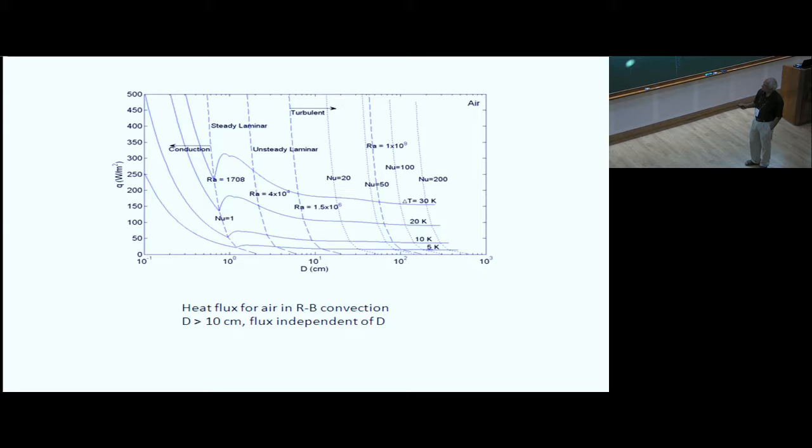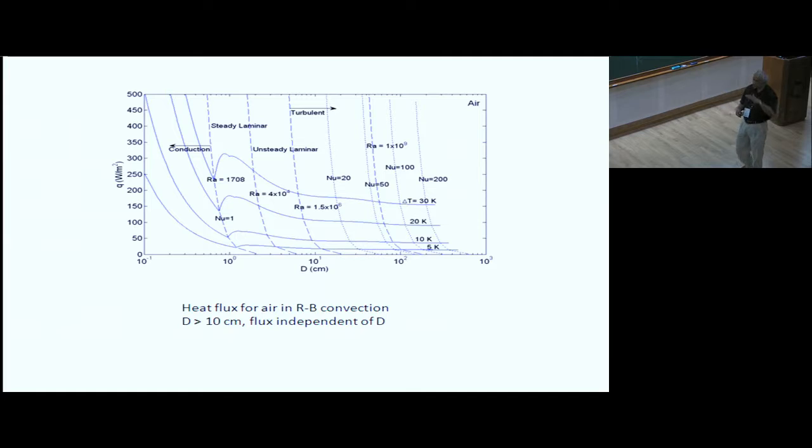But just taking a correlation and using air as an example, if you look at the watts per meter squared, the heat flux, as you change the height of the cell, you can see beyond about a few centimeters, the heat flux is almost independent of the dimension. So that's what I was mentioning. That is, this is like 1 meter and this is like 10 meters.